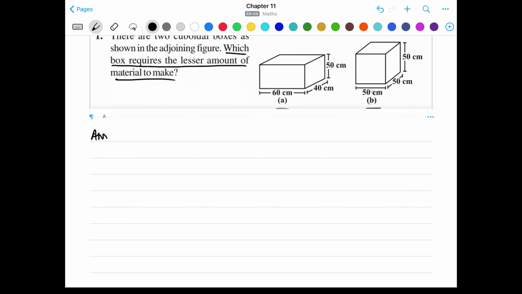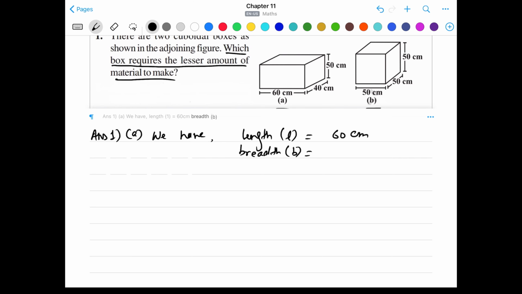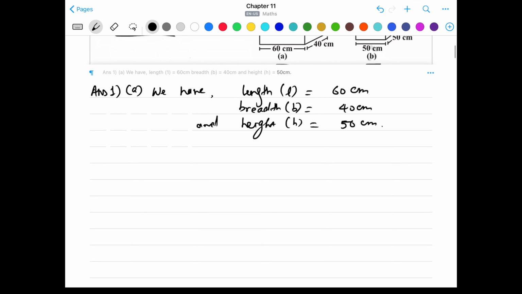Let's write answer number 1. We first calculate the total surface area of box A. Let's write the given information. The length L of this box is given as 60 centimeter, breadth B is given as 40 centimeter, and its height H is 50 centimeter.